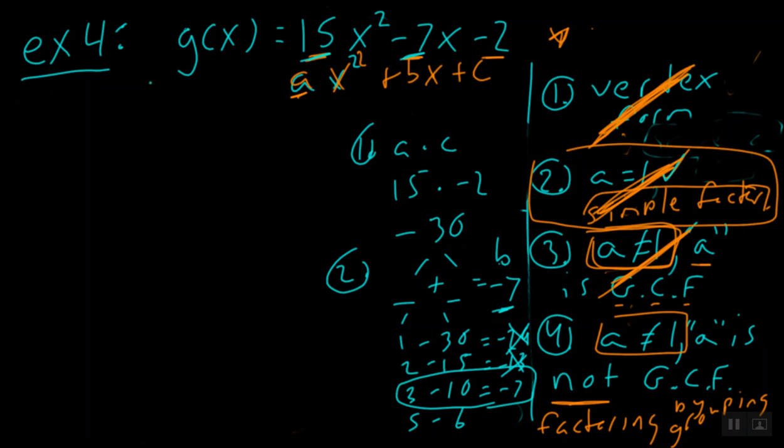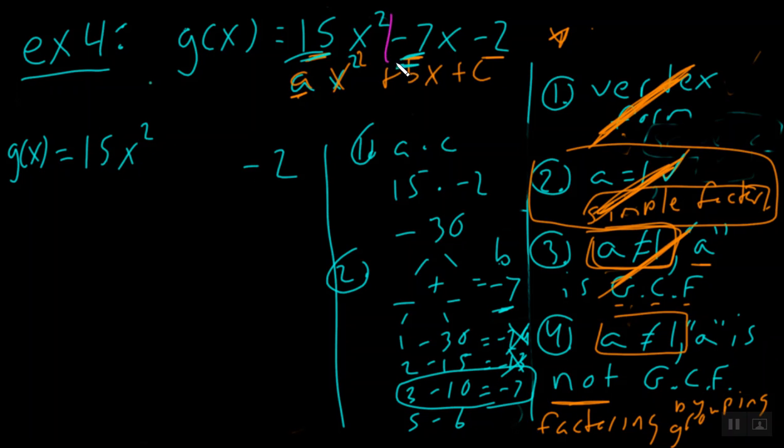Now, I had a lot of students who are still a little bit confused on this. What are we saying here? We're saying if we take g of x and we take the first term and the last term, so 15x squared, and I'll leave a big space and I'll write minus 2 over here. And if I break up negative 7x, I can create two different sets of factors. Now I'm breaking up negative 7x into a positive 3x and a negative 10x.